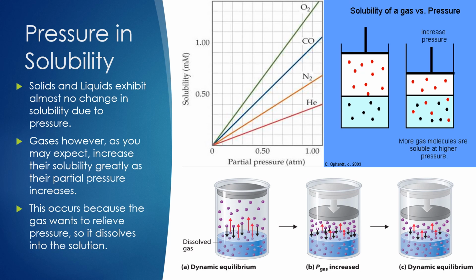The pressure gradient essentially establishes an equilibrium with the solution, where an equal number of particles are diffusing into and out of the solution. As we push down on the piston, the pressure over the solution increases, and a new equilibrium would be established where there would be a higher concentration of molecules in the solution.